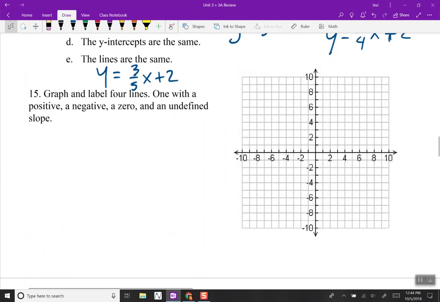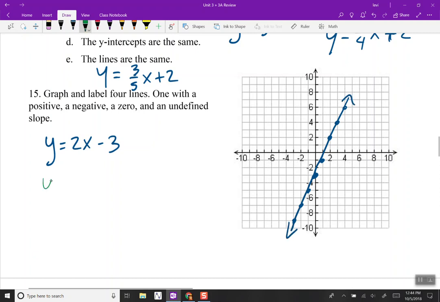Graph and label 4 lines, one with a positive, a negative, 0, and undefined slope. Okay, so positive slope, y equals 2x minus 3. Alright. Y-intercept is at -3, slope is 2. So up 2/1. And we graph our line.